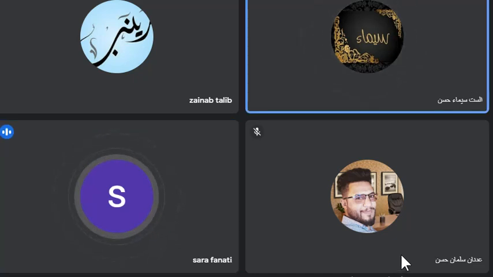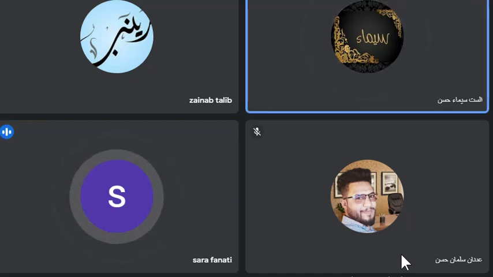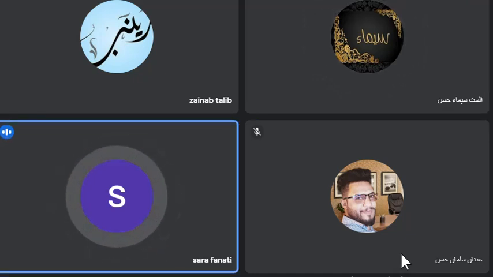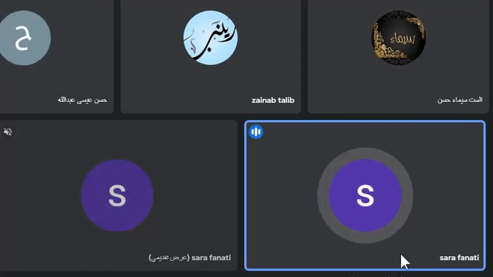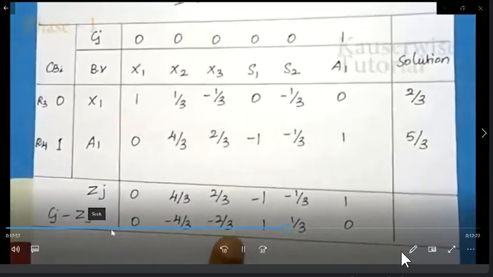is equal to plus 1. Next one, 0 minus minus 1 by 3 is equal to plus 1 by 3. Next one, 1 minus 1 is equal to 0. Now we have got the Cj minus Zj values. Now again check the optimality condition.